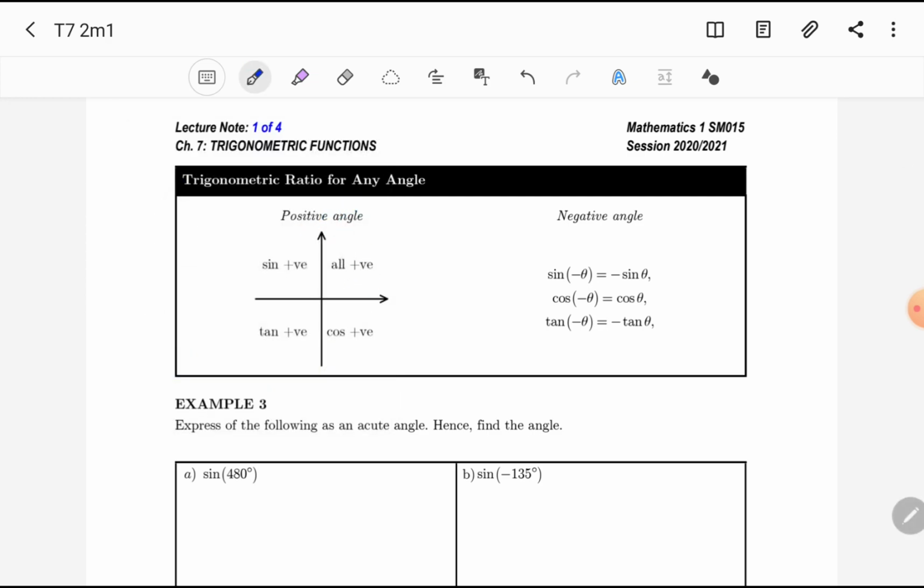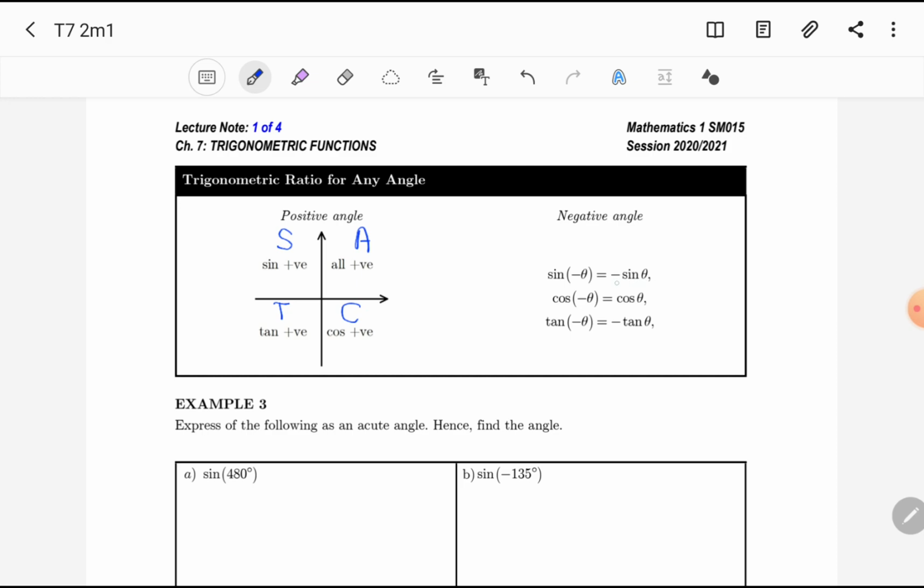Okay, trigo ratio. So, we have 4 quadrants. For first quadrant, all positive. Okay, all trigo ratios are positive. For second quadrant, sine is positive. Okay, yang lain tu negative. Okay, third, tangent positive. And fourth, cos positive.